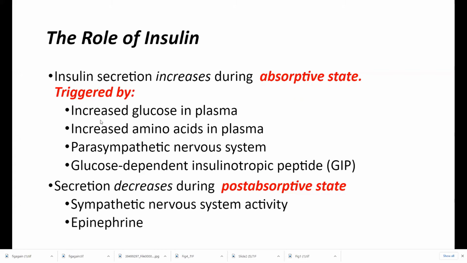We don't need insulin anymore once we soak all this stuff into our cells. Once we soak all this stuff into our cells, we want to keep some level of glucose still in the blood. So insulin secretion is going to decrease when we move into the post-absorptive state.